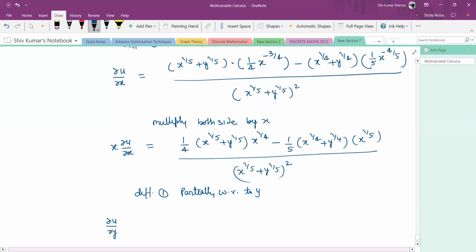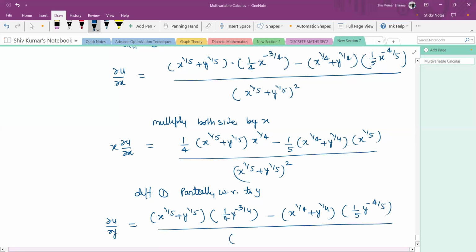So we differentiate: ∂u/∂y is equal to denominator (x^(1/5) + y^(1/5)) into differentiation of numerator. The first term is x, so differentiation of x is 0, plus y means (1/4) y^(-3/4), minus numerator (x^(1/4) + y^(1/4)) into differentiation of denominator, so (1/5) y^(-4/5), upon denominator to the whole square, (x^(1/5) + y^(1/5)) to the whole square.